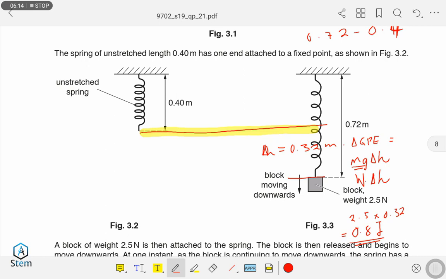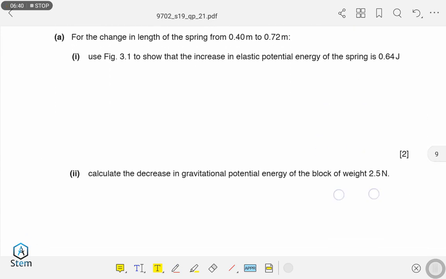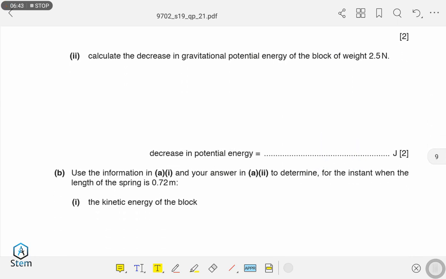I want to recommend you to use the delta notation because the question specifically asked for the change in. If you don't include the delta notation, you appear as if you are just calculating the gravitational potential energy at a particular point. So the delta notation is very good. Otherwise, the decrease is 0.8 joules. There is no need to put a negative because of the presence of decrease.